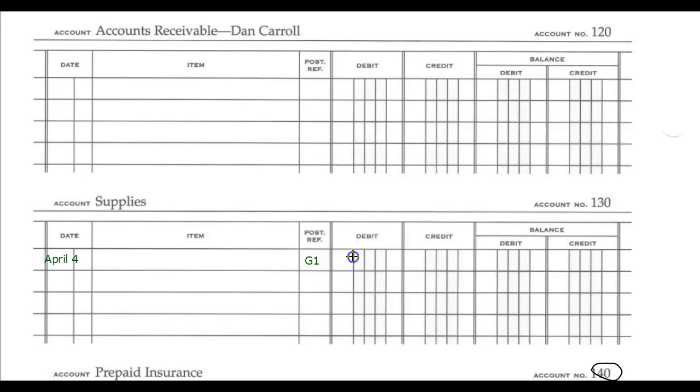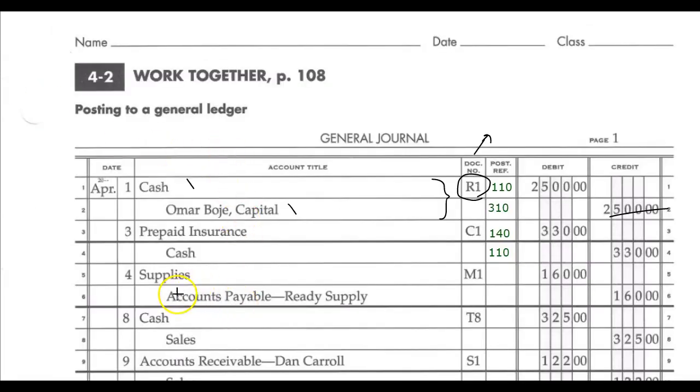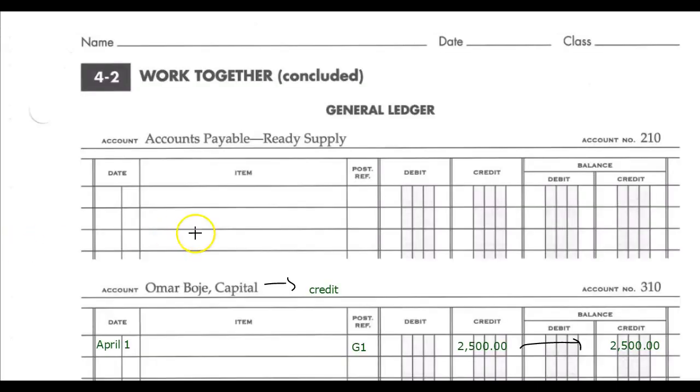Did we purchase those supplies? Yes, we did. So we're getting them in. So there's the debit. Now, what is our balance in our supplies account right now? Yes, you got it, $160. Okay, now it shows that we bought them from Ready Supply. So now we have to find the Ready Supply account in the general ledger. Here it is. So the date was the 4th. Post reference number, again, General Journal page 1.